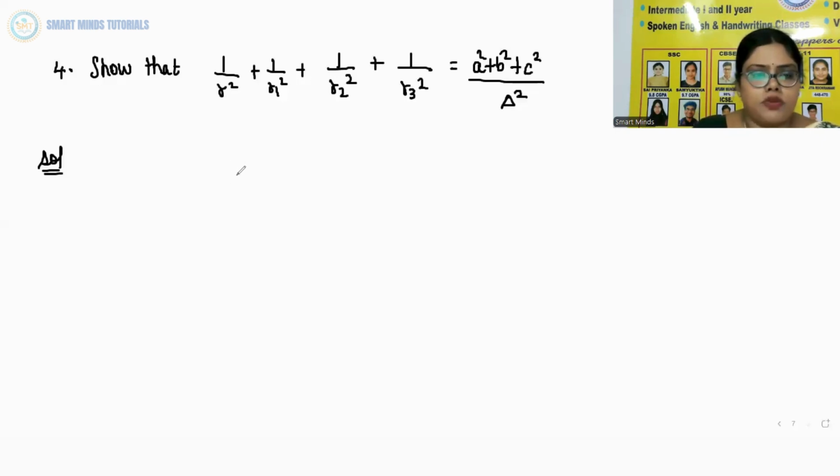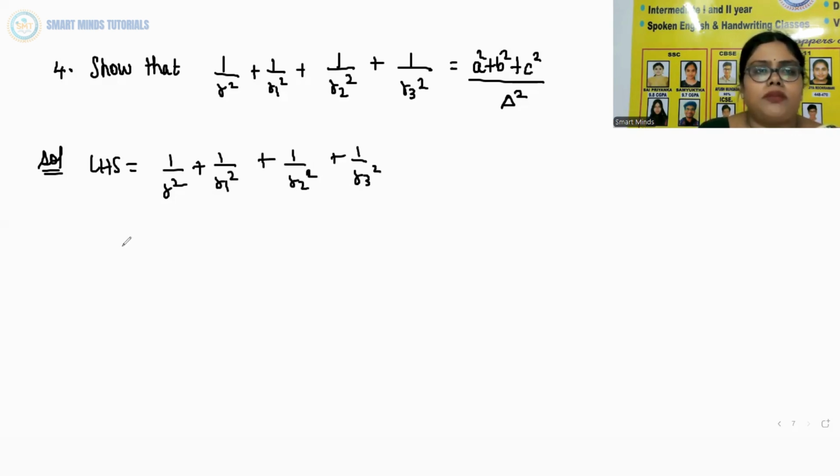Now take the next question. This question is also important. Show that 1 by r square plus 1 by r1 square plus 1 by r2 square plus 1 by r3 square equals (a square plus b square plus c square) by delta square. So we will take the LHS. 1 by r square plus 1 by r1 square plus 1 by r2 square plus 1 by r3 square.